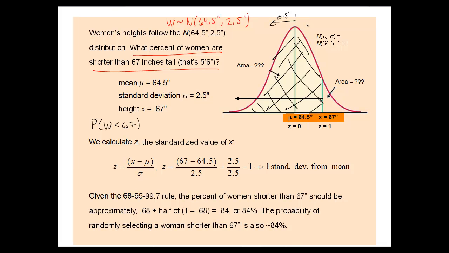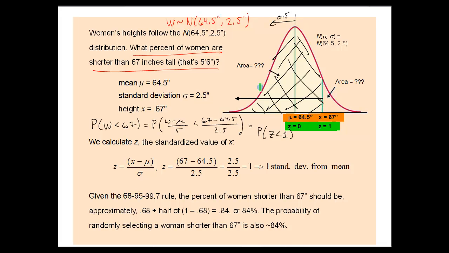Well, the way we do that is by standardization. We standardize this score of 67. When I standardize, I subtract the mean and divide by sigma. The mean of this distribution is 64.5, and then I divide by sigma, which is 2.5. So this is the probability that z is less than 2.5 divided by 2.5, which is 1. When I standardized, the value that I am looking for is now a z-score. So I don't have to say women's heights or anything else. What's the probability that an observation is less than one standard deviation above the mean?